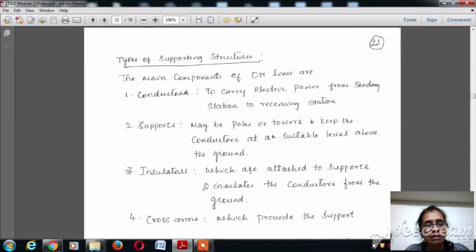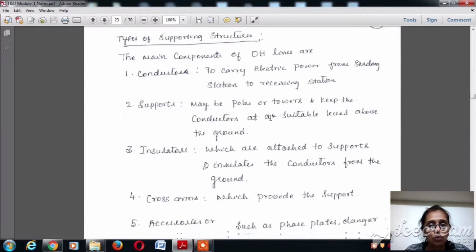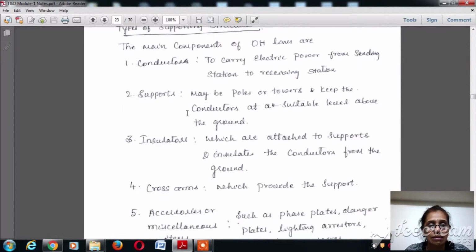Now, after understanding the types of conductors that could be used in different weather conditions and for different ratings, we can think about the supporting structures, which are the heart of the power transmission lines. The overhead conductors are supported by the supporting structures, which should be rigid in nature, and the main components of overhead lines are conductors and then the supports.